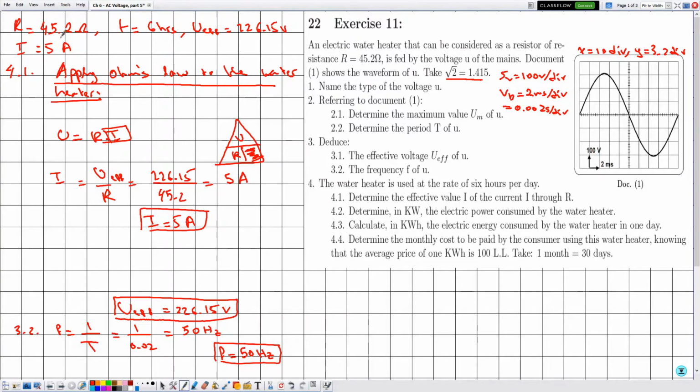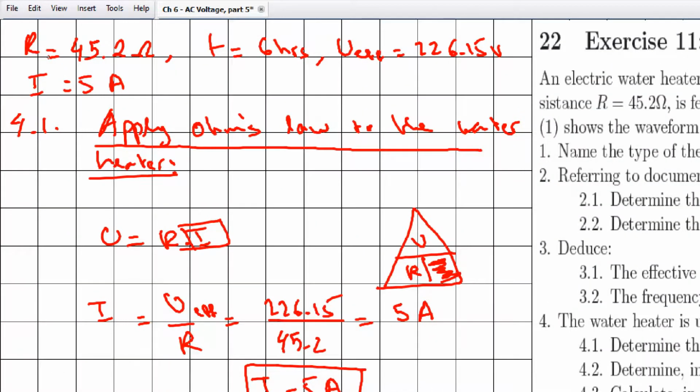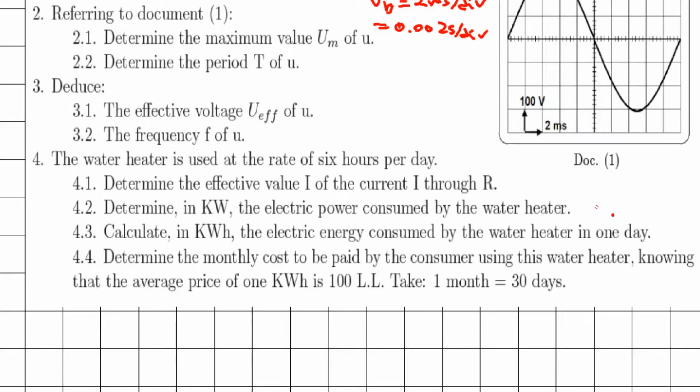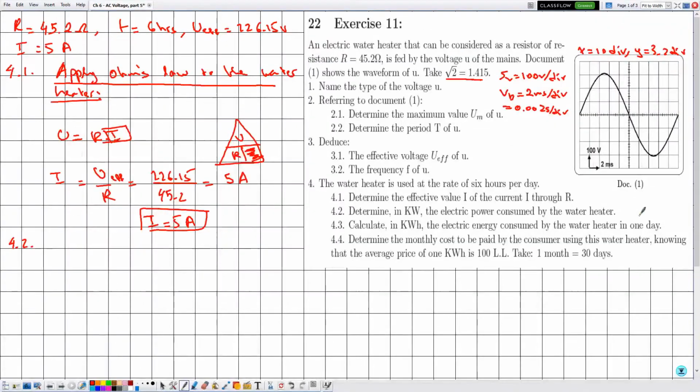What does this current represent? The effective current is related to U effective via the value of R according to Ohm's law. Now in 4.2 they are telling me determine in kilowatt the electric power consumed by the water heater. So first we need to determine the value of the electric power P. We don't have the value of the electric power. So the power is by definition U multiplied by I.